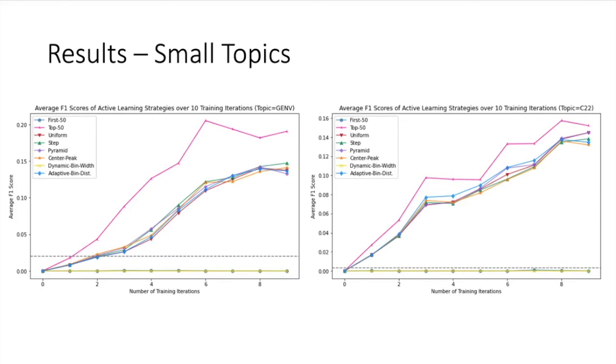All right, so now we're looking at small topics. So interestingly here, we see a new model sort of take the lead, and that is the top 50. So on large topics, top 50 performed very poorly. But on small topics, it makes sense that it would be doing better.